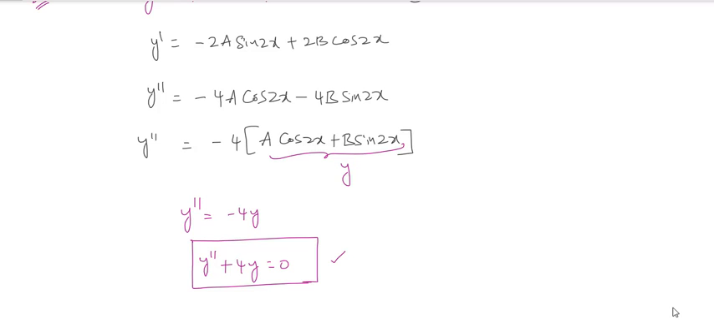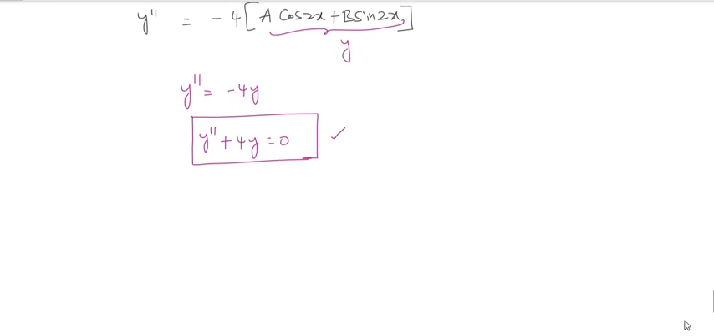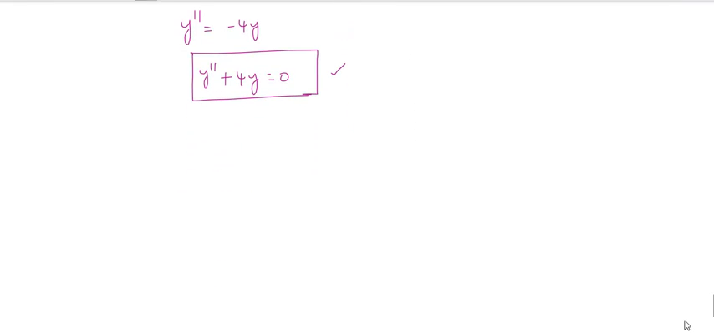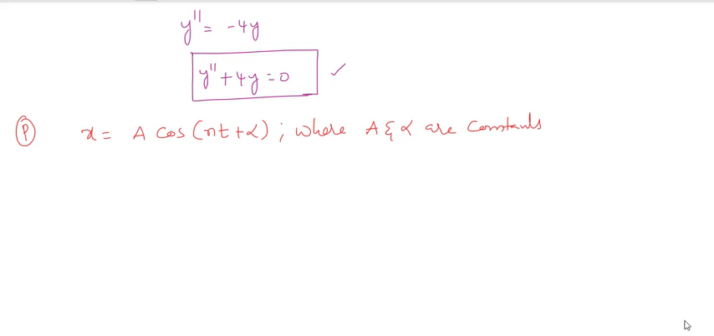Clear? In the same manner, can you try one more example? These are the things you have to keep in mind. x is equivalent to a cos (nt plus alpha), where a and alpha are constants. Give me the solution. A and alpha are the constants, which means n and t are the variables.